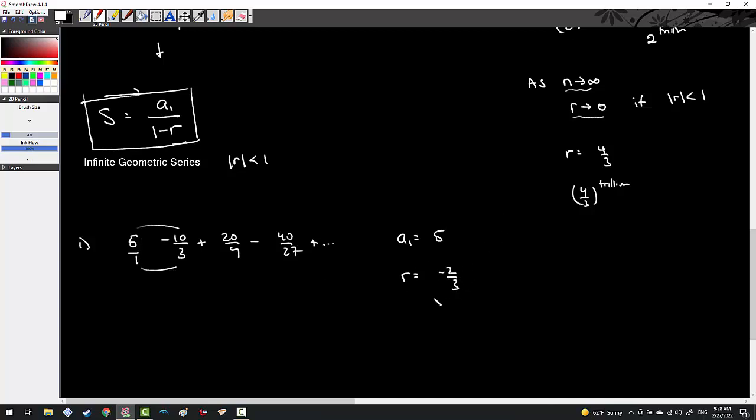And since the absolute value of the r value is less than 1, the sum can be found. So we have 5 over 1 minus negative 2/3. And if we just punch all that stuff in, we end up actually getting 3. So this sum converges towards 3 when we take its infinite sum.